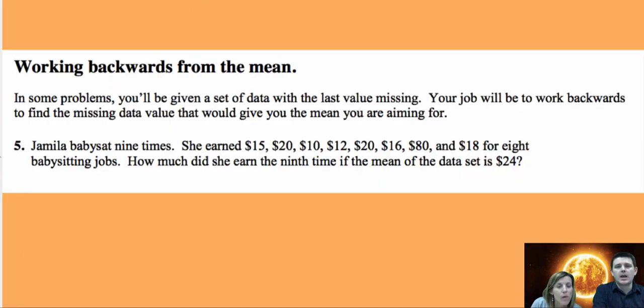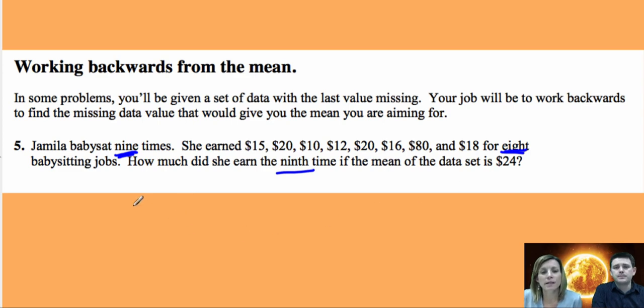All right. Here is where we're really going to put it to use. Instead of just being able to plug in some numbers and do some calculator work, now we're going to have to put the mean to use to find something we're missing. So this one says Jamila babysat 9 times, so we should have 9 numbers. She earned 15, 20, 10, 12, 20, 16, 80, and $18 for 8 nights of babysitting. We want to know how much did she earn the 9th time. So we're missing that piece of information in order to get a mean of 24.